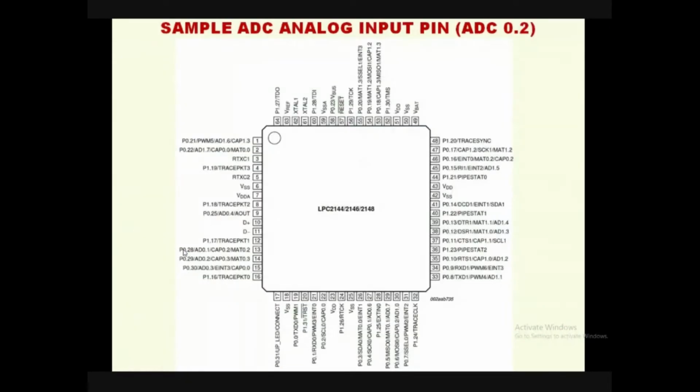So in this pin diagram, if you want to see the analog input, right? As we all know, all the pins are general purpose input output pins, and one of the alternate functions of these pins is ADC or PWM or I2C or USB, etc. In this case, we are interested in ADC 0.2, that is ADC 0's second channel. That is why ADC 0.2.